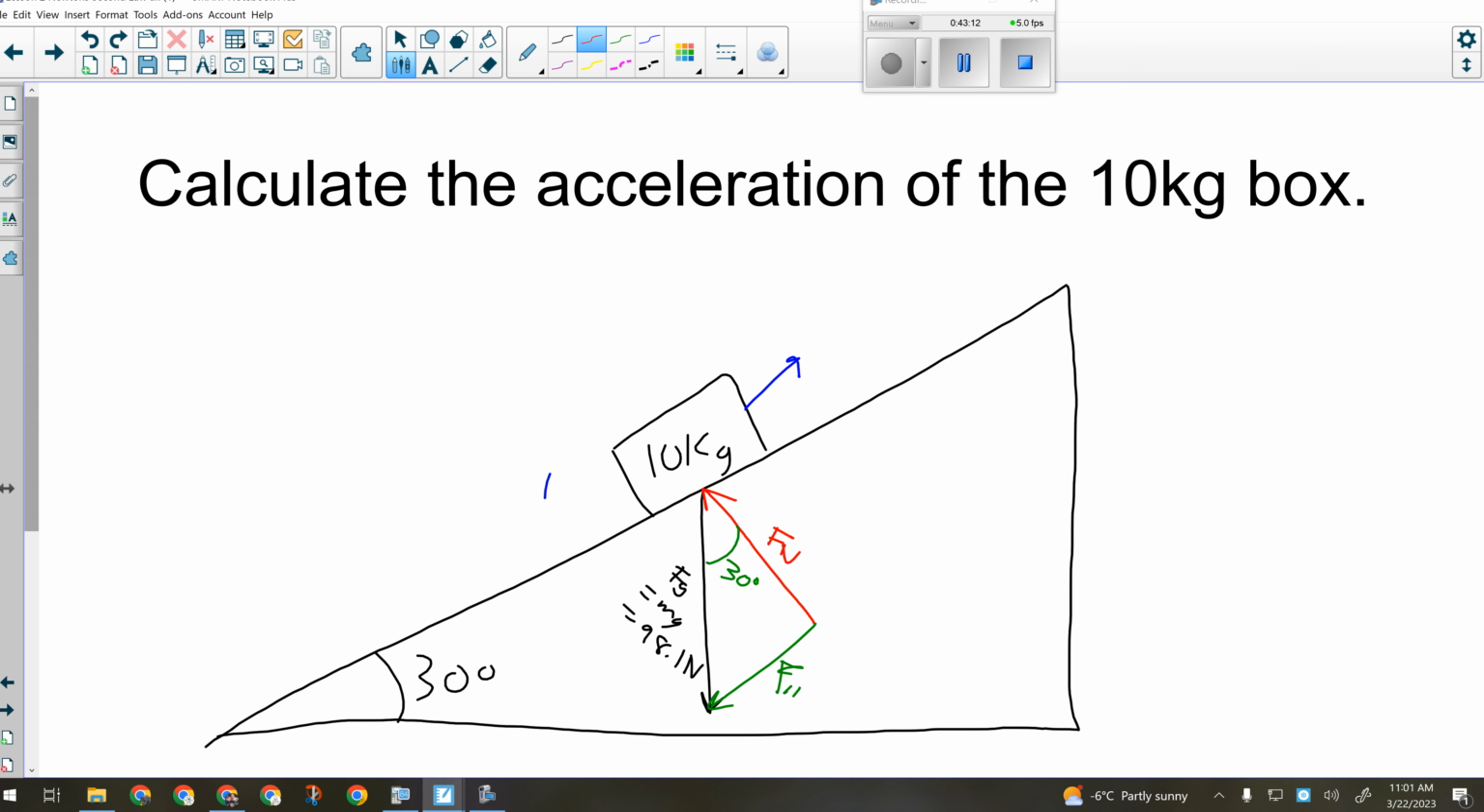Okay? So I can calculate F parallel right now using the hypotenuse and this angle to find the opposite side. So that means F parallel is going to be the sine of 30 times 98.1, my force of gravity. Okay? So that means that F parallel is 49.05 newtons. Always calculate it the same way.